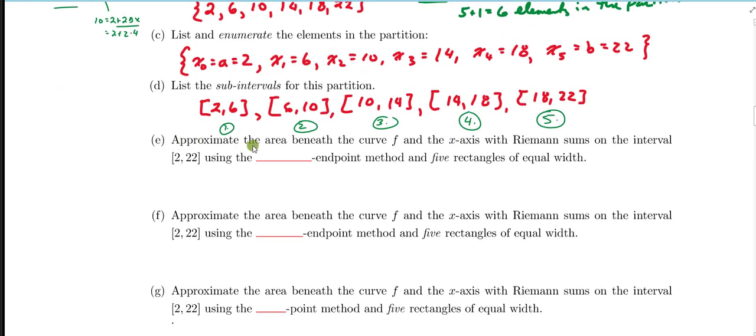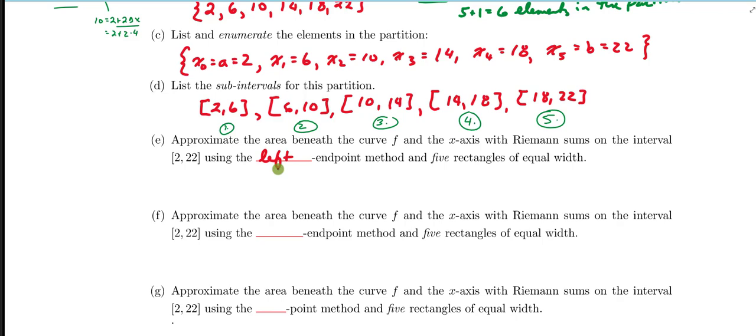So now let's go ahead and approximate the area beneath the curve f and the x-axis with Riemann sums on the interval 2 to 22. And let's start off by using the left endpoint method with 5 rectangles of equal width. What I'm going to show you now, folks, is the most intuitive way of doing this particular Riemann sum. My hope is that this grounds you in the idea of using rectangles to approximate areas underneath the curve. But this intuitive, expanded way of writing this is not going to be sufficient for where we're trying to go. So please, as you're learning this, hopefully it makes sense.